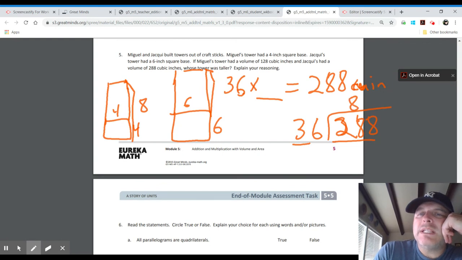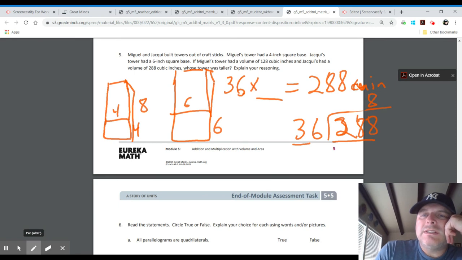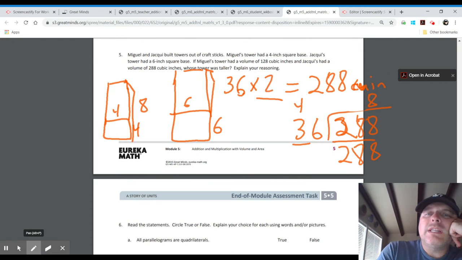Let's try that out. 8 times 6 is, so I'm writing it in the wrong spot. Okay. So let's try 8. 8 times 6 is 48. Put a 4 there. And 8 times 3 is 24, plus 4 is 28. Oh my gosh. Look at that. Their towers are the same height.